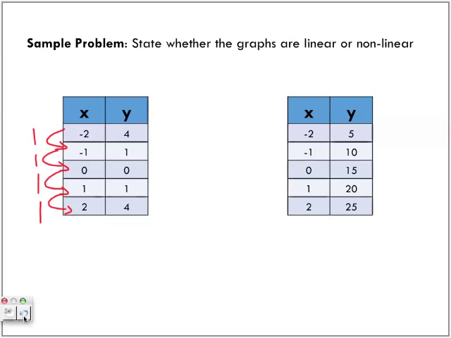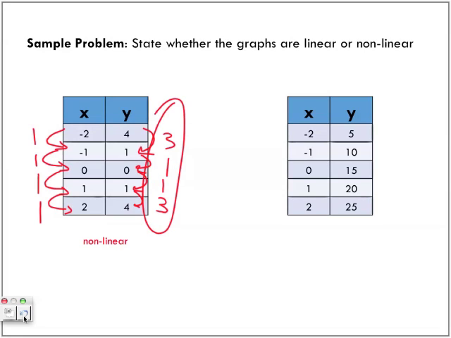Now let's look at the y. From 4 to 1. From 1 to 0. From 0 to 1, 1. From 1 to 4, 3. So, is this linear or non-linear? Non-linear, because the difference here is not the same. This is what we call the first difference.